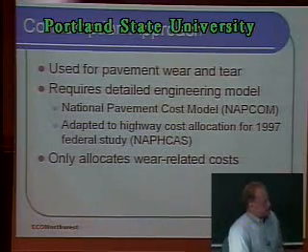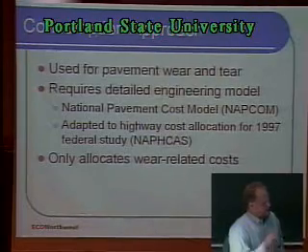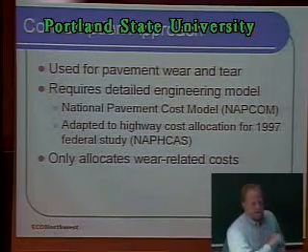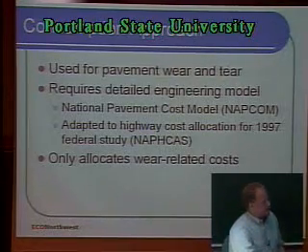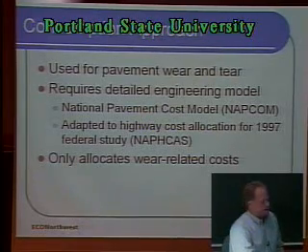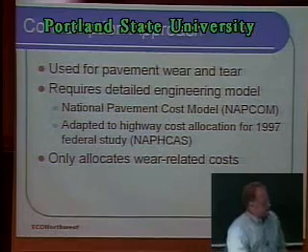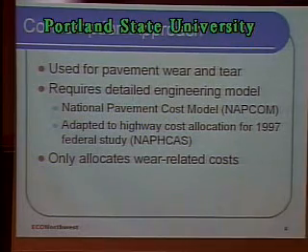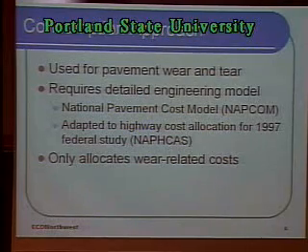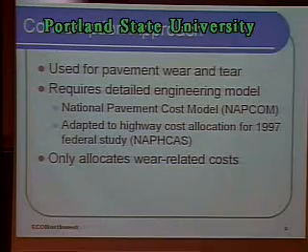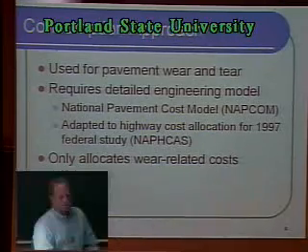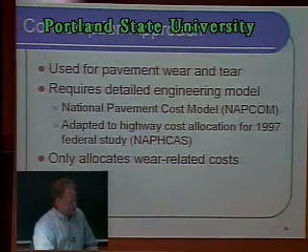The National Pavement Cost Model was adapted to highway cost allocation for the 1997 Federal Highway Cost Allocation study by Roger Mingo, and he's further adapted it to fit Oregon's data requirements. The consumption approach is really only applicable to wear-related costs, and it's used in Oregon for allocating the costs of pavement preservation and maintenance.